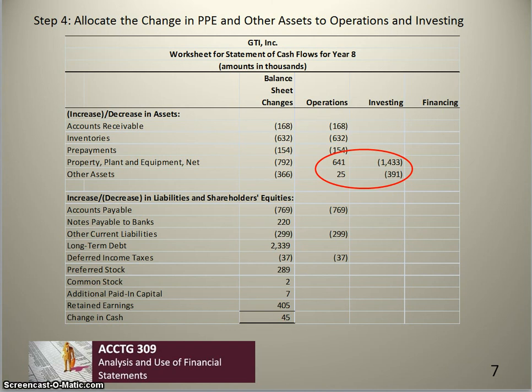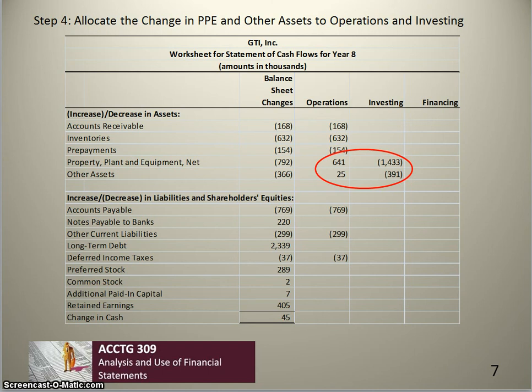So our firm must have purchased $1,433,000 of additional PPE during the year. And we show that as an investing activity. It's a use of cash to acquire the additional PPE.